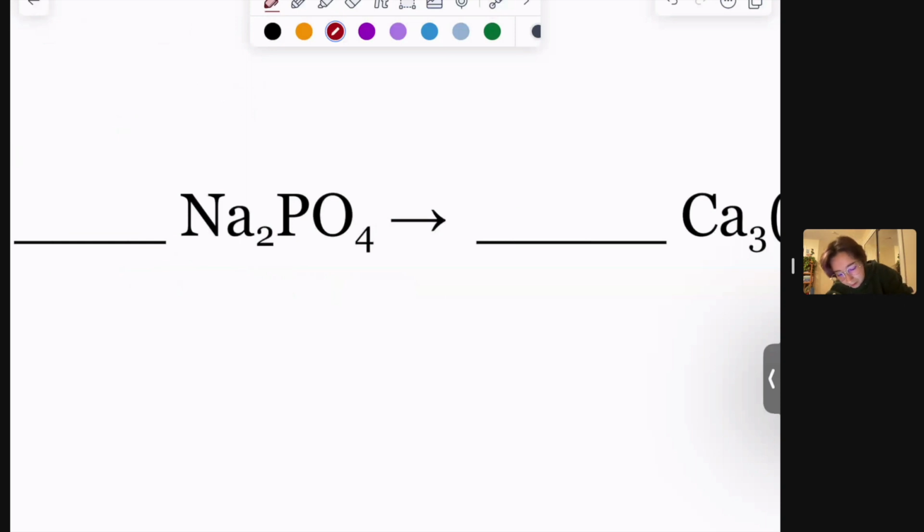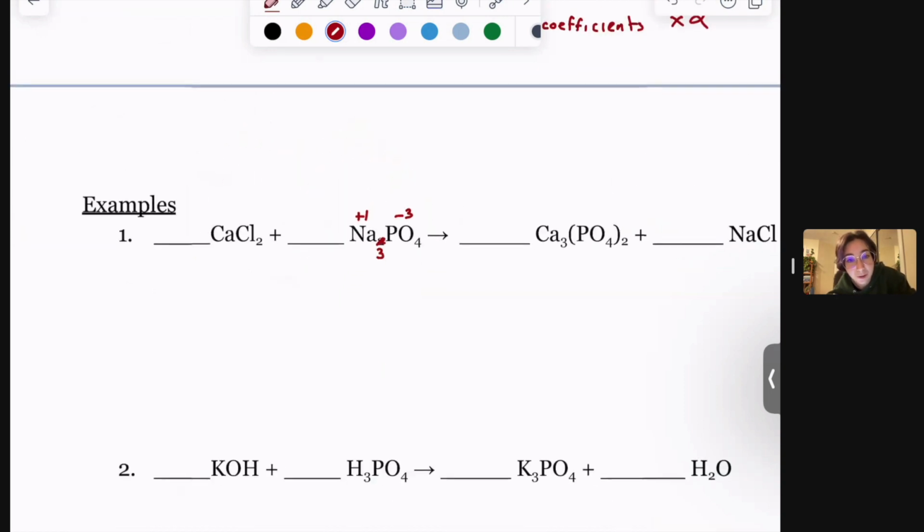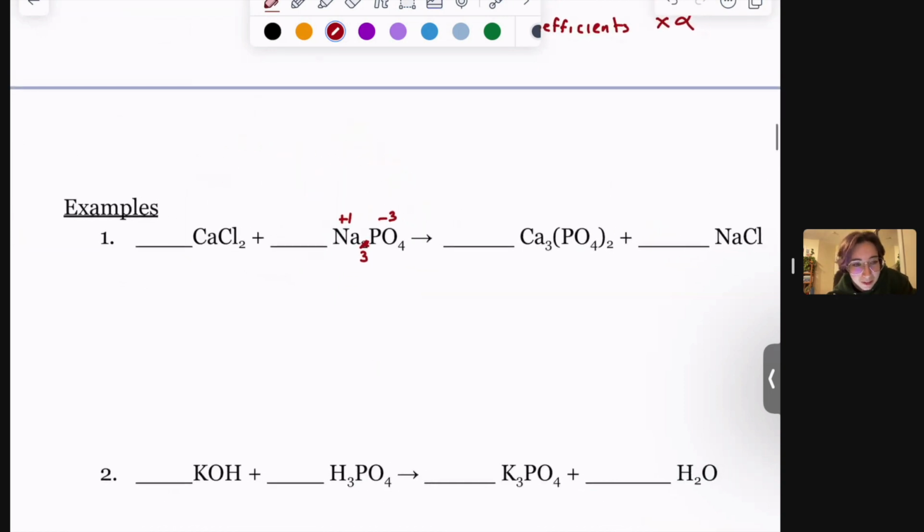Hopefully we know that a phosphate's charge is -3 and a sodium's charge is +1. So a little typo here. There are 3 sodiums per 1 phosphate. So if you ever get really stuck, it's probably a little typo like that. That's your actual reactant. Let's try to balance this.